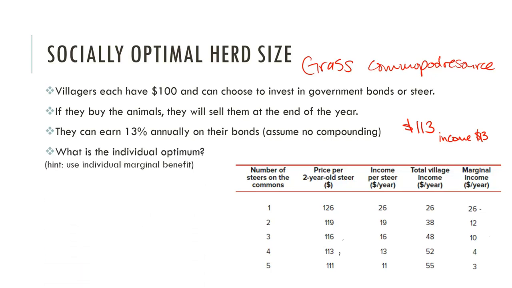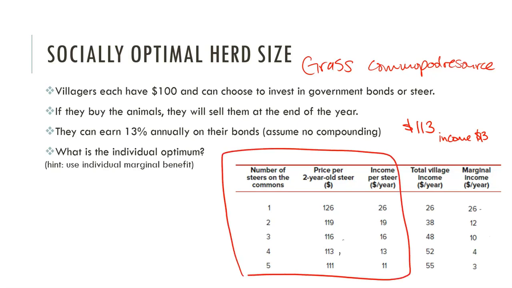Okay, so first, individual optimum. We are just looking at these first 3 columns here. The individual just cares, how much can I earn from both of my options?